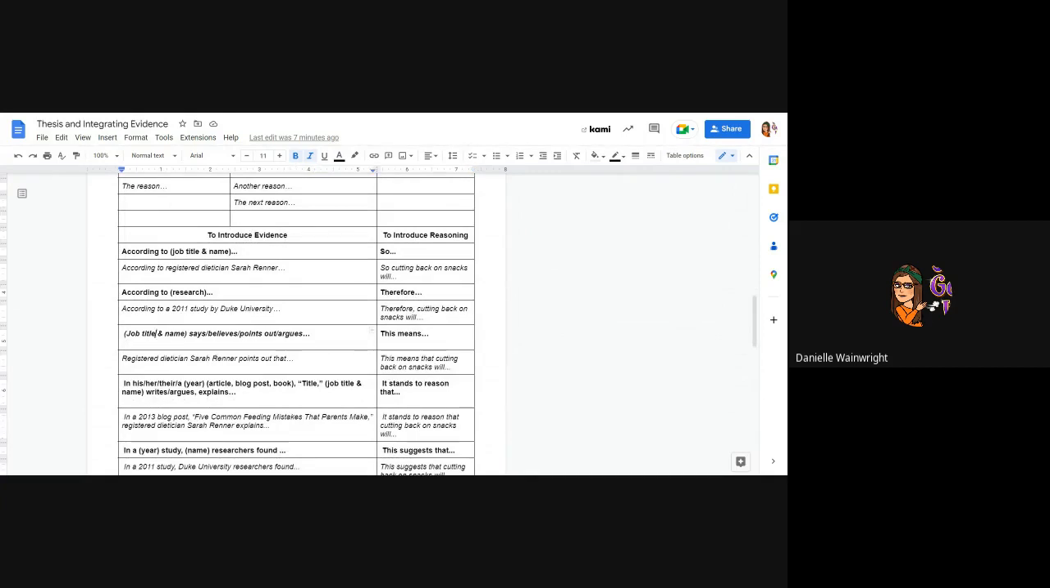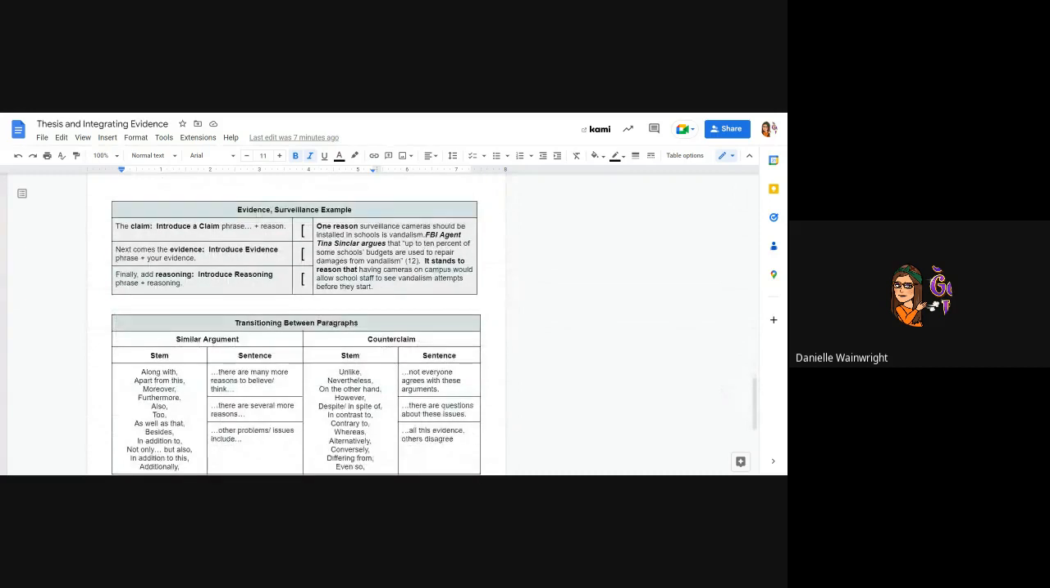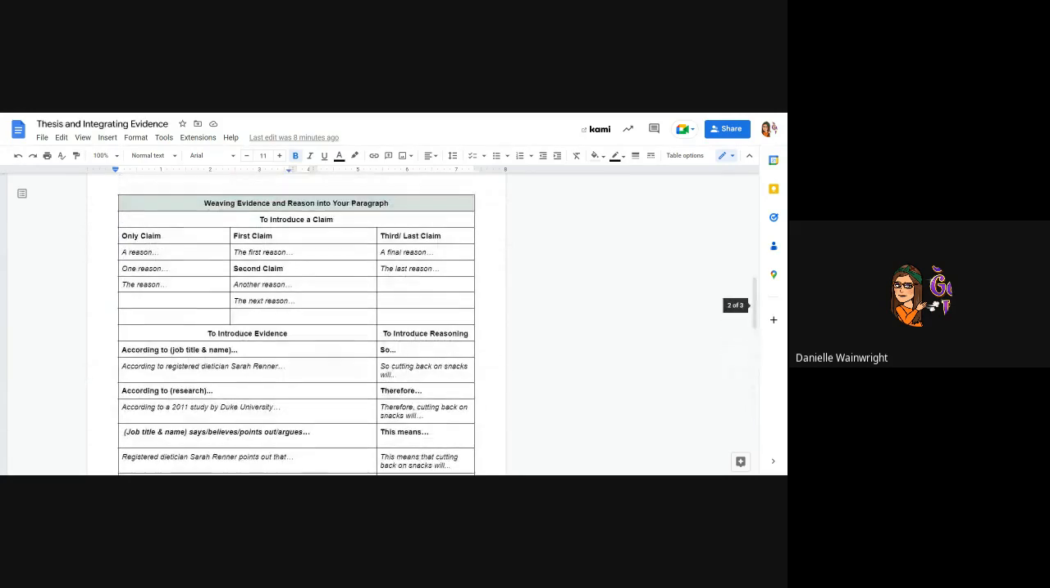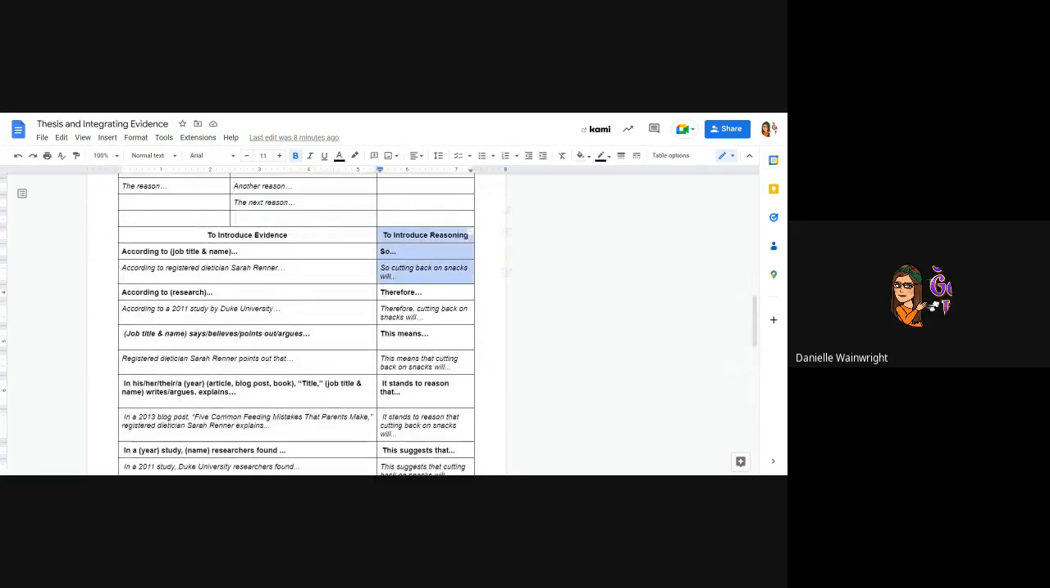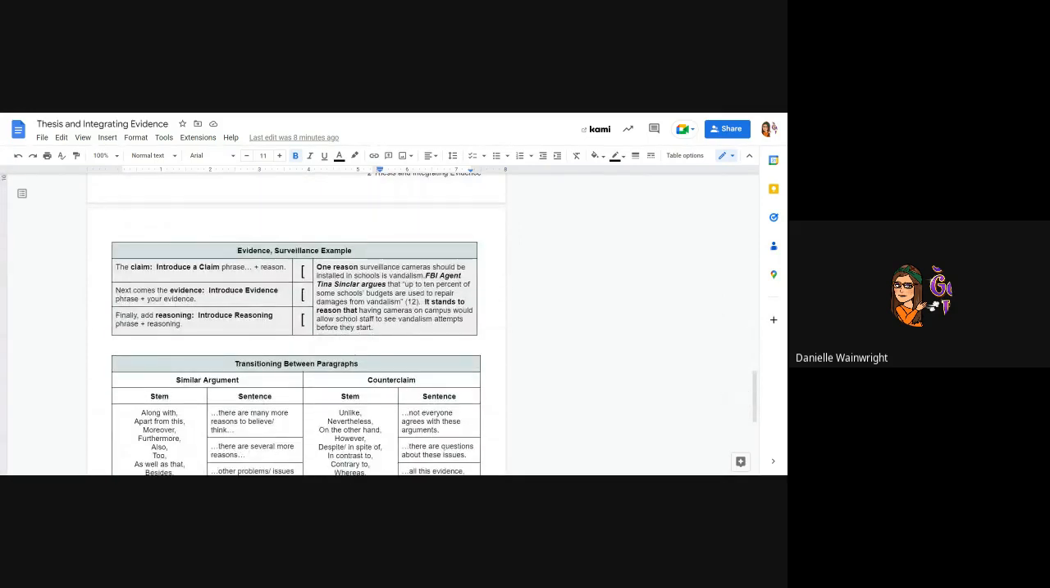Okay. Believes, argues, I pulled this one: that up to 10% of some schools' budgets are used to repair damage and vandalism. And then I said what page it was on. Now I need an introducing reasoning phrase. I'm going to go back up, and these are all my phrases to introduce reasoning. And I think I said, "it stands to reason that having cameras on campus would allow school staff to see vandalism attempts before they start." Okay, so that's just one example.